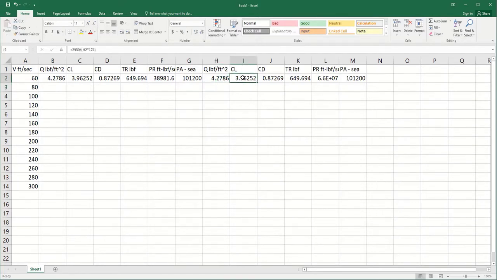Let's see, CL is okay because it doesn't reference anything. CD is okay because it's referencing the correct cell before. Thrust required, same thing. It's going to take CD. It's going to grab Q infinity in the right spot. So we just have to double check these formulas.